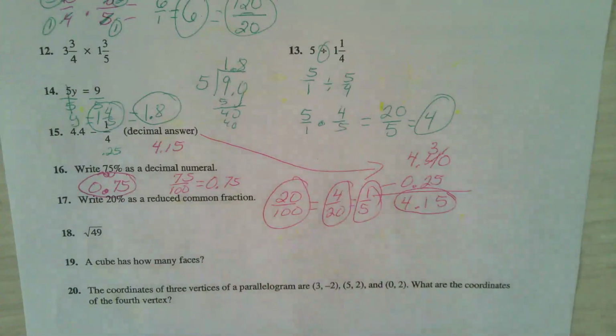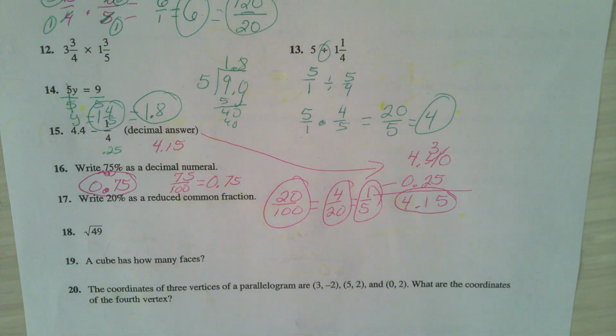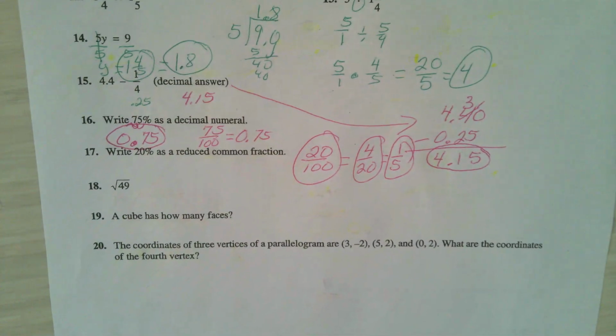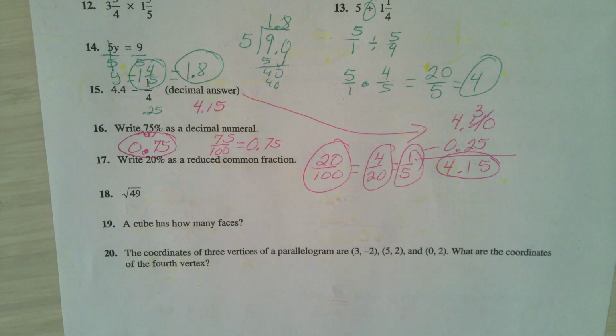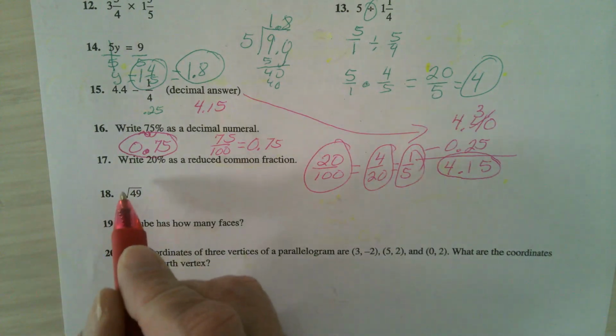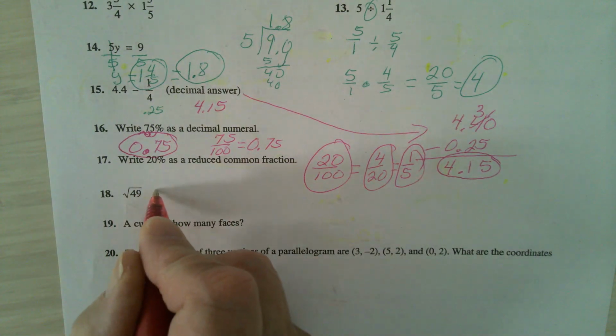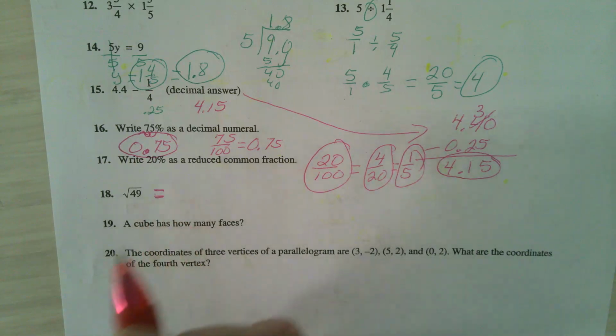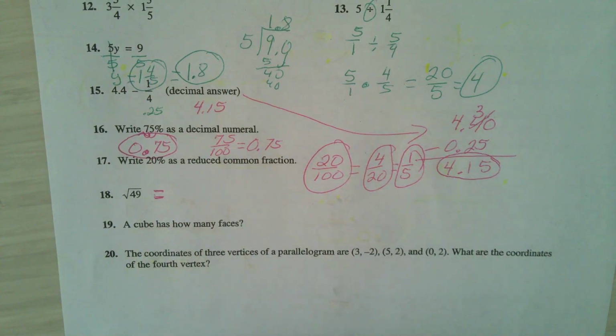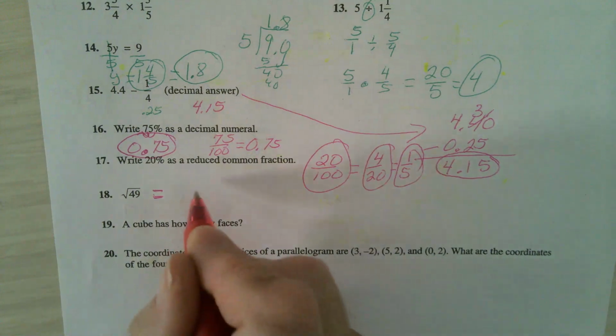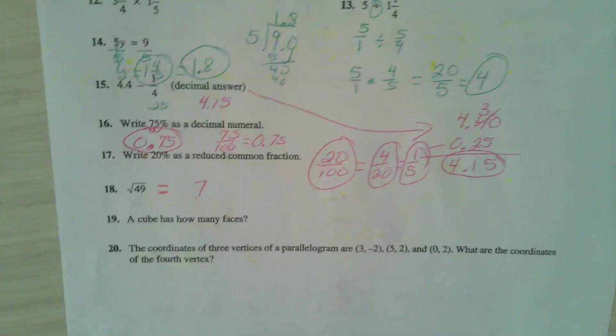Okay? Any questions? Number 18 says the square root. What's the square root of 49? That's called a radical sign. And it means what number times itself equals 49? What number times itself is 49? 7. 7 times 7 is 49.